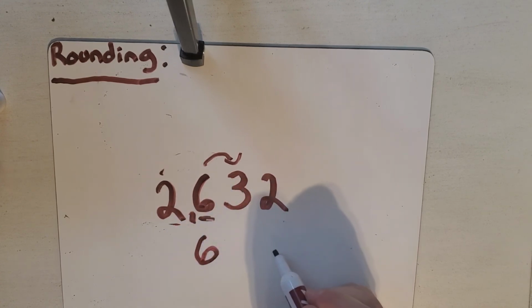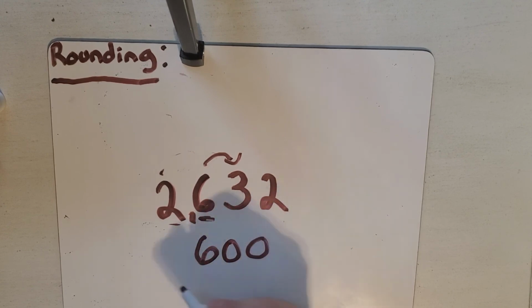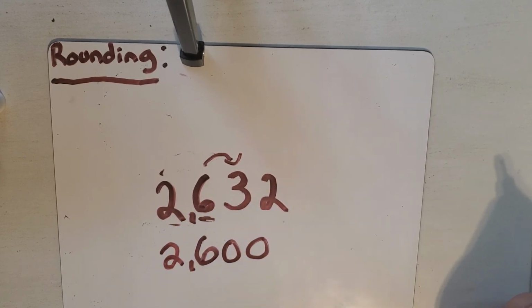Everything after my underlined number becomes a 0. Put my comma, and everything before it is just going to stay the same. So 2,632 rounded to the nearest 100 is 2,600.